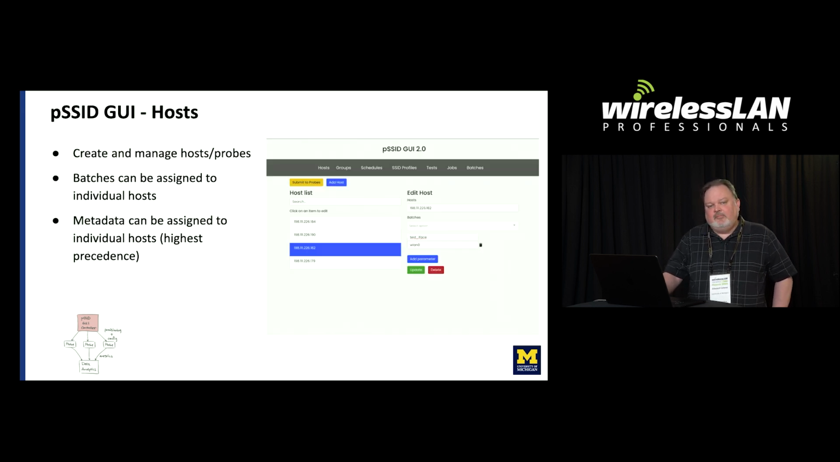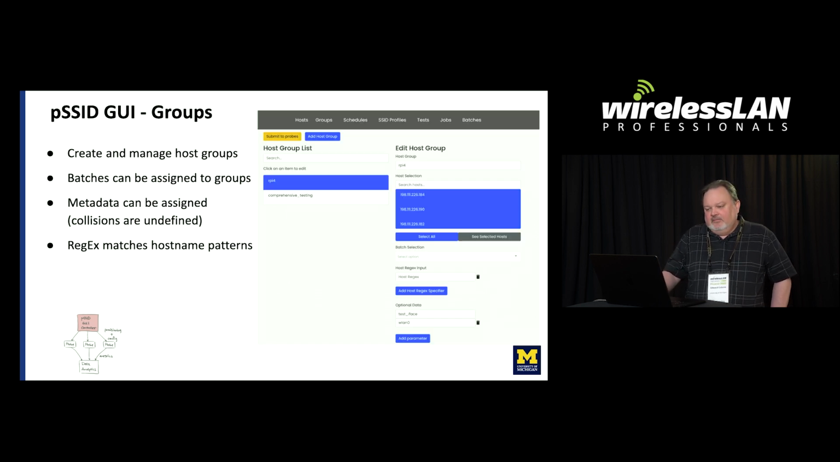So this is an example of the GUI that you can use to configure the probes. This is the host interface. It allows for creating and deleting of the hosts themselves, and you can add batches to individual hosts using this interface. And then you can also add metadata to hosts. And this is kind of powerful because later on when you're defining your tests, you don't have to statically define everything. You can say that you expect metadata from either a host or a host group, and it will populate that.